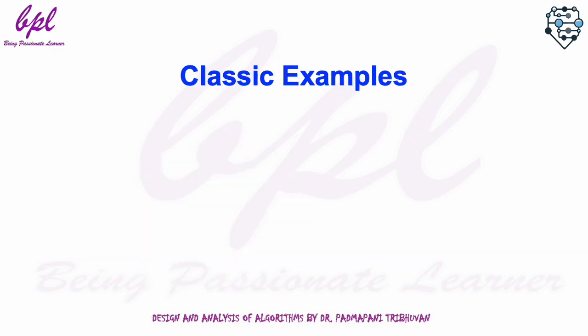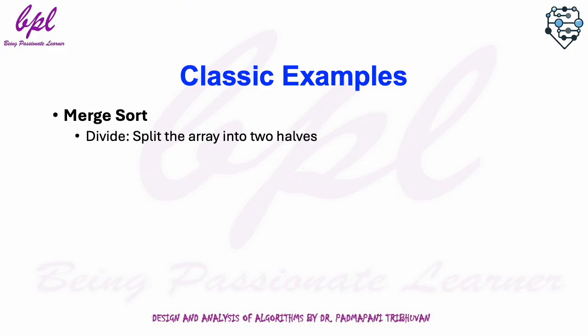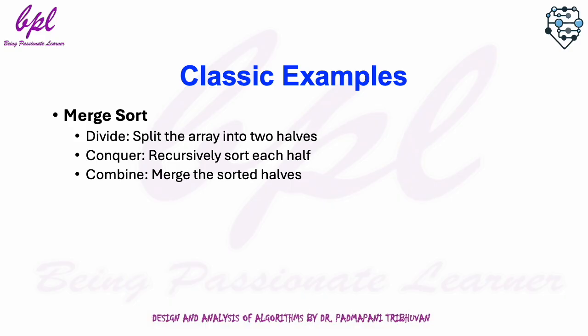Let's now discuss classic examples. Two classic examples of divide and conquer algorithms are merge sort and quick sort. In merge sort, we divide the array into two halves, conquer by sorting each half recursively, and combine by merging the two sorted halves. This gives it a time complexity of O(n log n).